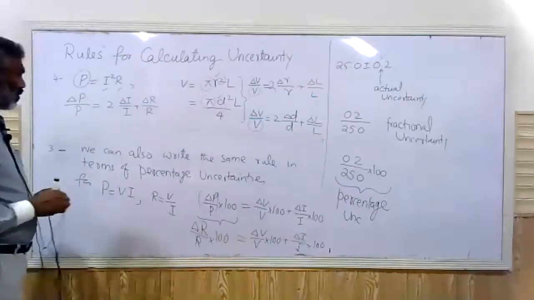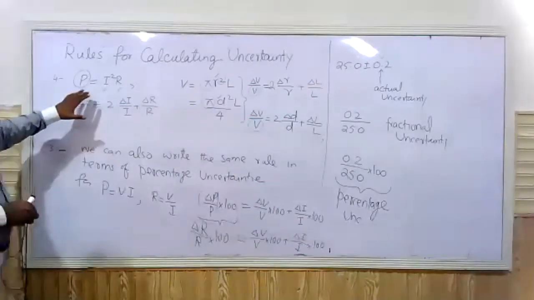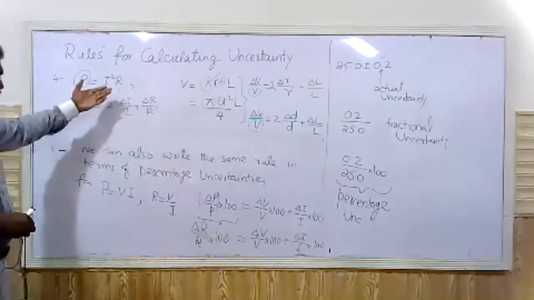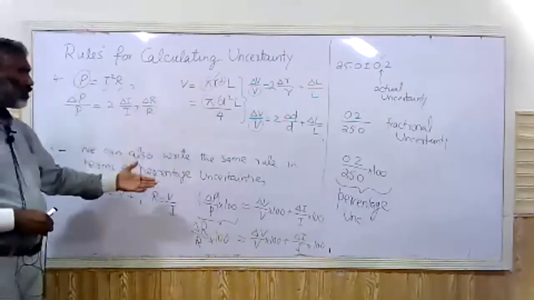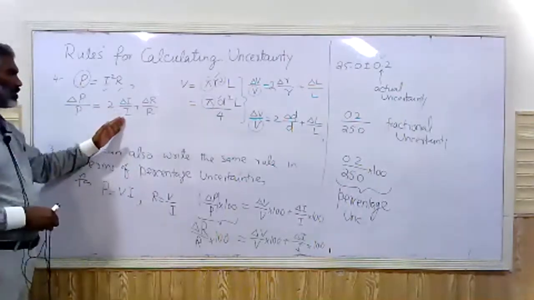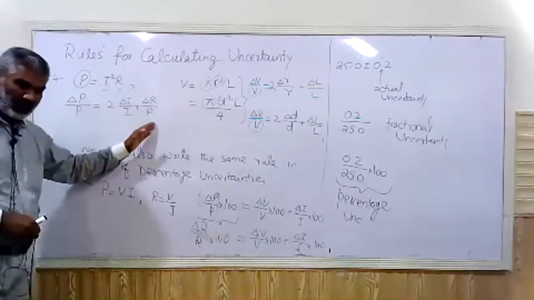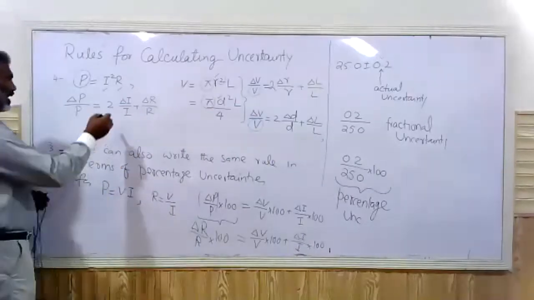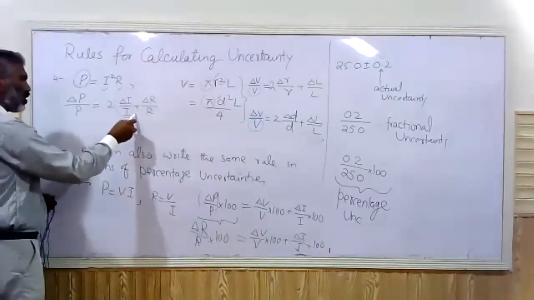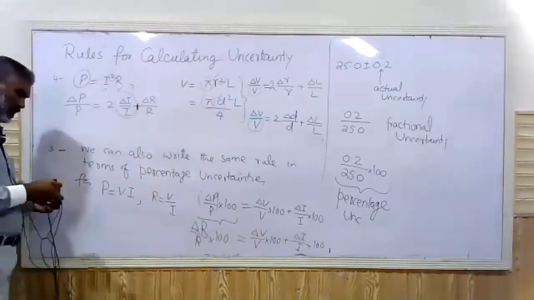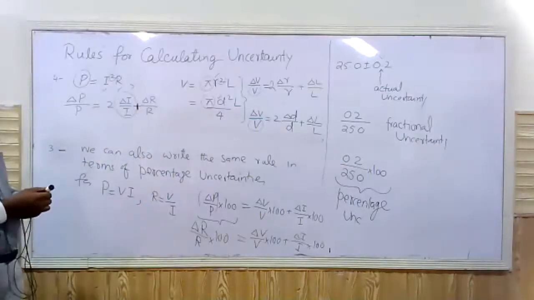So last rule is that whenever there is a power or index appears in the product or quotient of a formula, we again add the percentage or fractional uncertainties, but before we add them, we multiply the fractional or percentage uncertainty by the power that appears on that quantity.